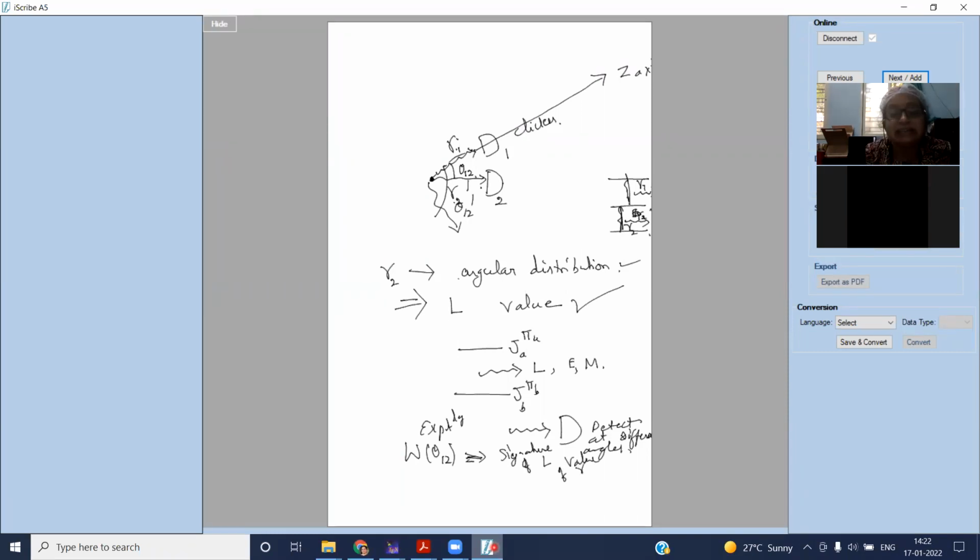So I am interested in finding the L value, and through the L value, I want to infer what are the energy levels, JA, pi A, JB, pi B, which means I indirectly, from a given theory, predict what is experimentally possible. From the possible experimental studies, I turn back and say, this is the spectroscopy. These are the energy levels.